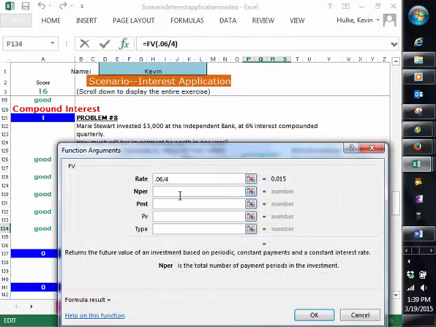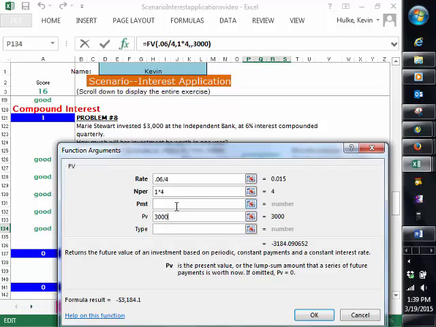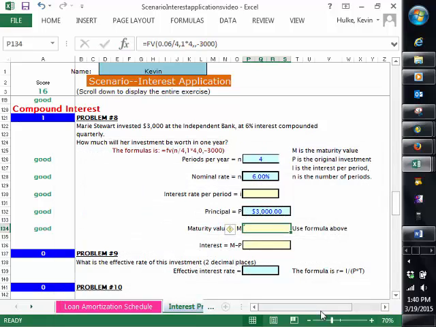The number of periods is 1 year times 4. There is no payment, and the present value, if we put in $3,000, notice the answer is negative. We want the answer to be positive, so we're going to make this present value negative because he's giving the money away at the beginning to get back money later on. So the amount of interest will be the maturity value subtract the principal.